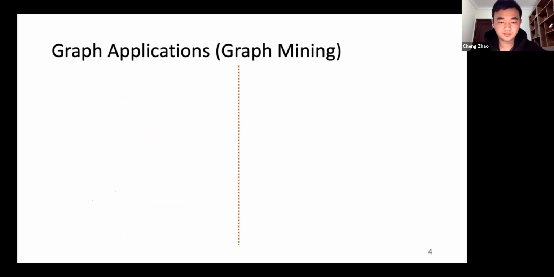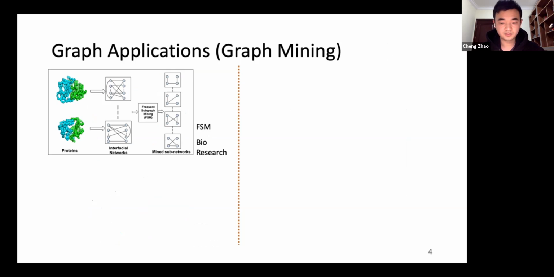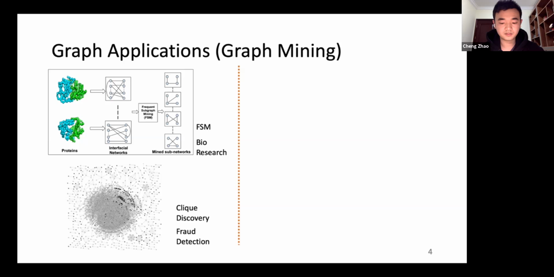The other kind of apps are graph mining apps. For example, frequent subgraph mining is often used in biological data to discover high-level protein structures. Clique discovery is usually used in finding abnormal structures in fraud detection. These apps count interesting subgraphs. They explore all possible subgraphs, then count which ones match the target.